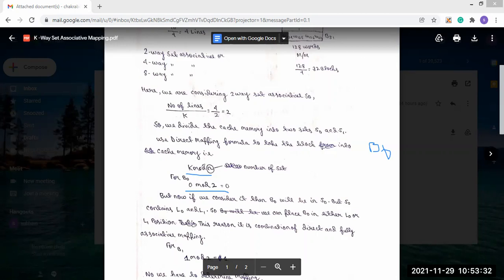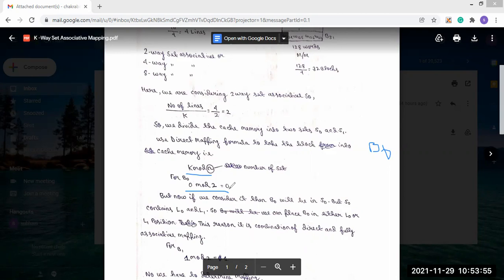So that's why we mentioned here a 0. Mod n. N is what? The number of sets. So how many sets do we have? We have two sets here. So that's why 0 mod 2. The value we get is 0. So 0 means this will go to set number 0.